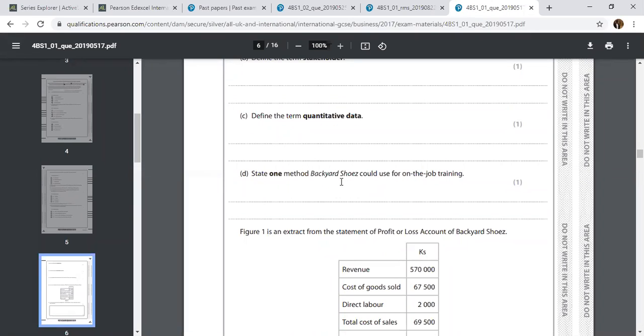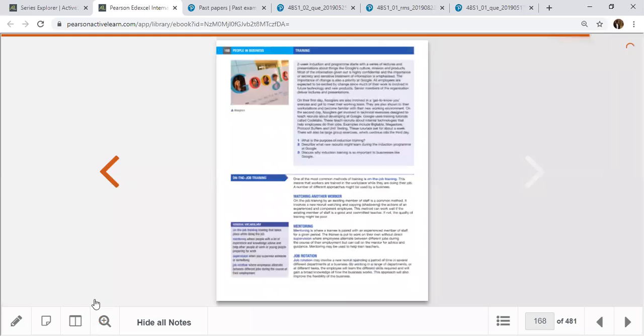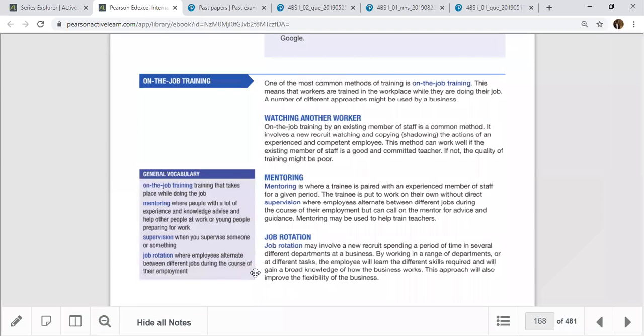State one method that Backyard Shoes could use for on-the-job training. On-the-job training, we talk about it here in our theoretical part. There are 3 methods of on-the-job training. What are the 3 methods we talk about here? Watching another worker, mentoring, and job rotation.